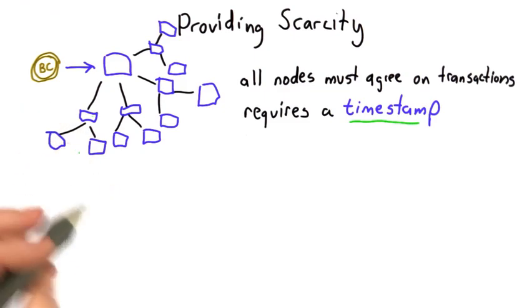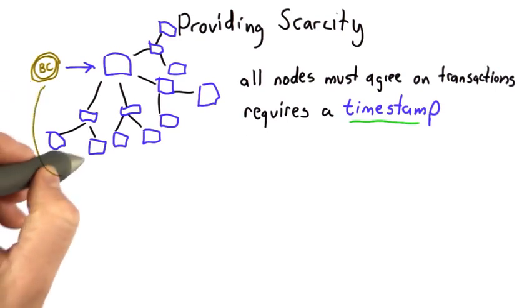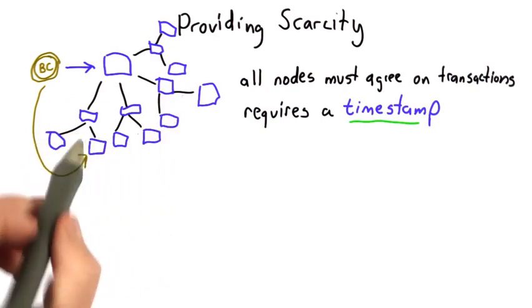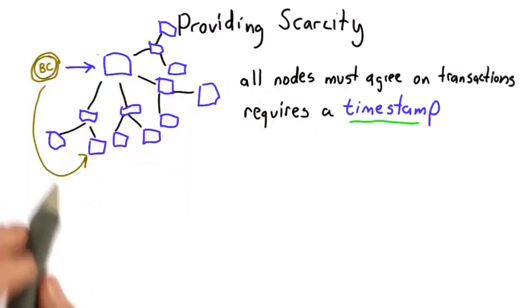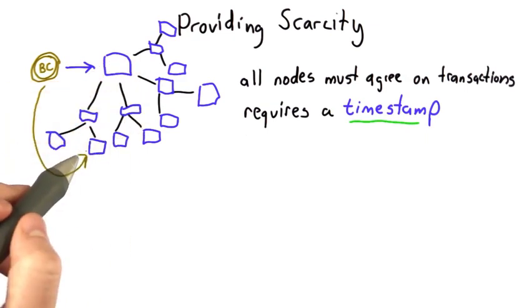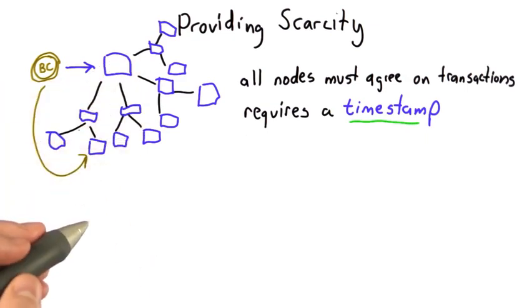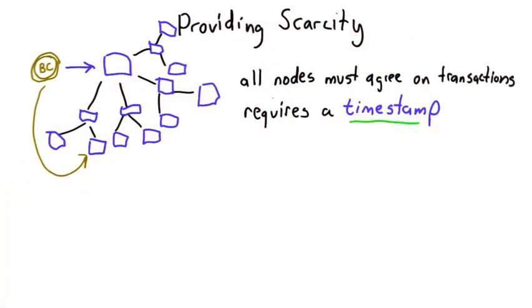We need to know that if this coin was spent twice, before this one validates the transaction, we need to ensure that if someone attempted to spend a coin twice, both transactions wouldn't be validated by having different parts of the network have different views of that history of all the transactions. So how do we provide this time step?